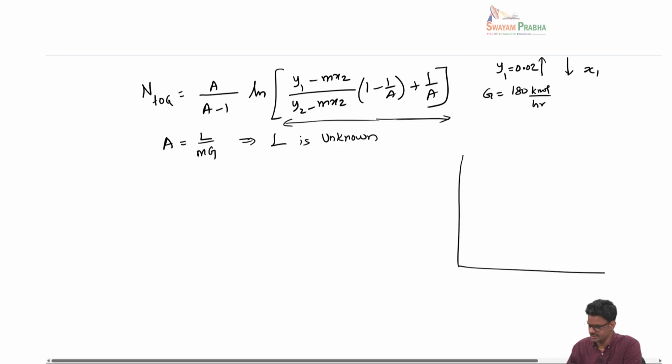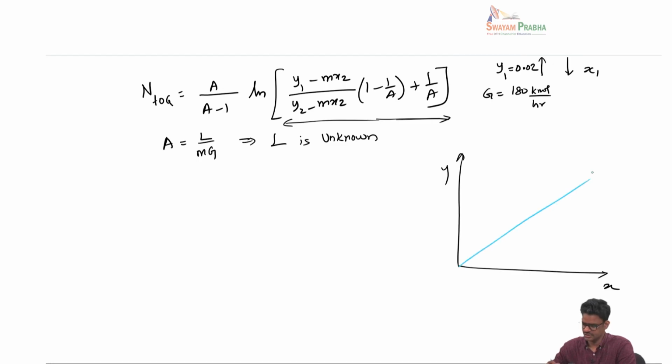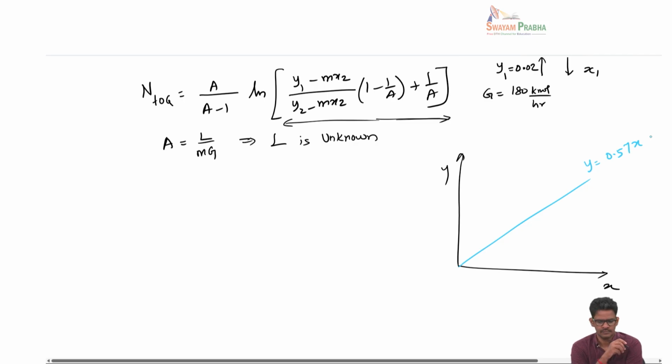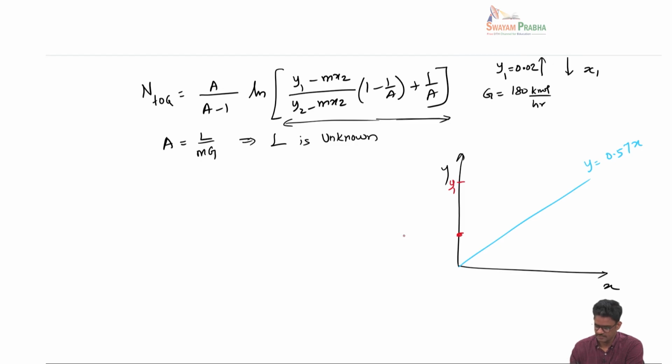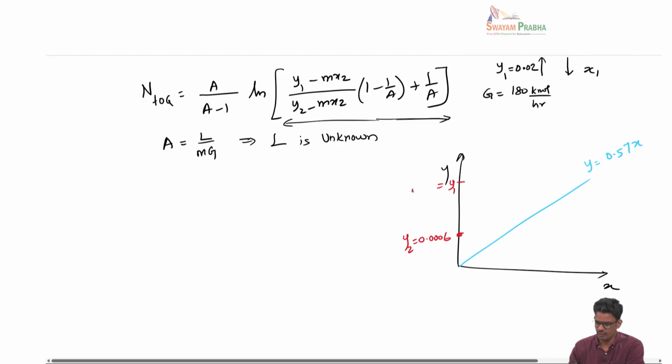So graphically, what this means is that you have X here, you have Y here. So this is our equilibrium line, Y is equal to 0.57x. So where do I mark my operating line? X2 is 0, so my point is somewhere here. Where is my Y1? Sorry, actually it's the other way around. So Y2 will be 0.006, as I mentioned. Y1 will be equal to 0.02.